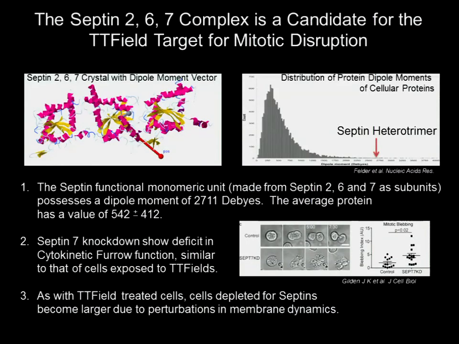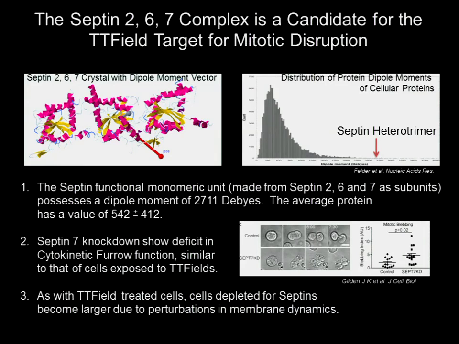So the Septin heterotrimer that's made up of these Septin family members, Septin 2, 6, and 7, has an extremely high dipole moment of 2,711. Tubulin, which had previously been thought of as the potential target, is way down here at 1,600. And so that's 2 standard deviations from the norm. This is 5 standard deviations from the norm.